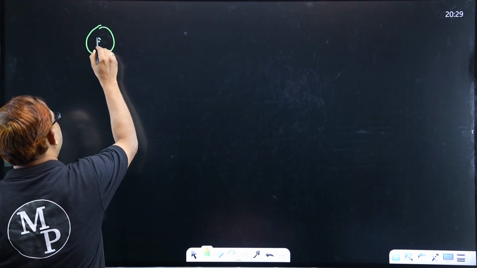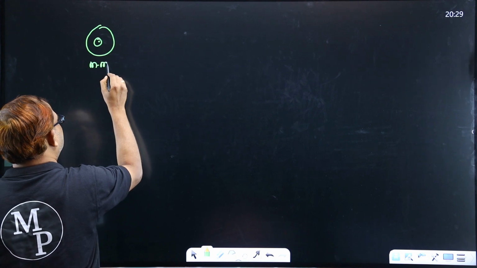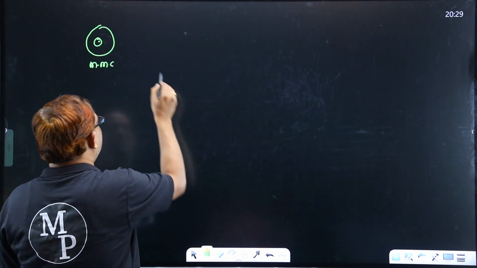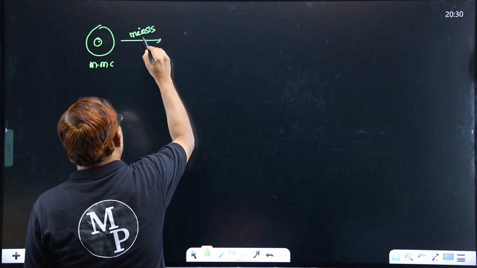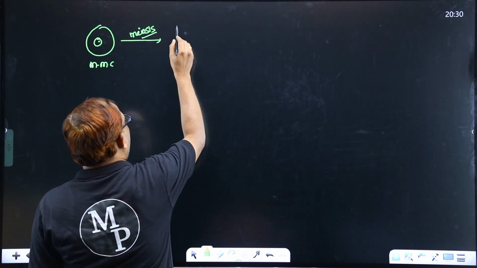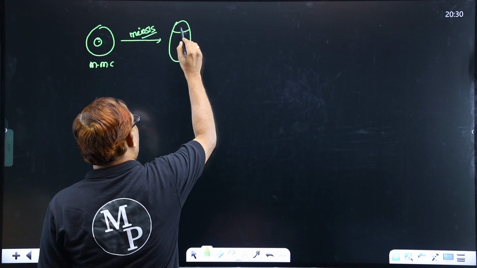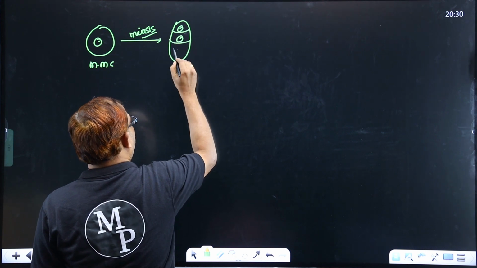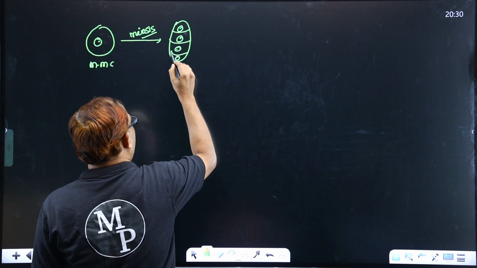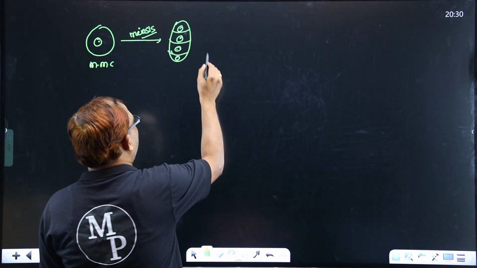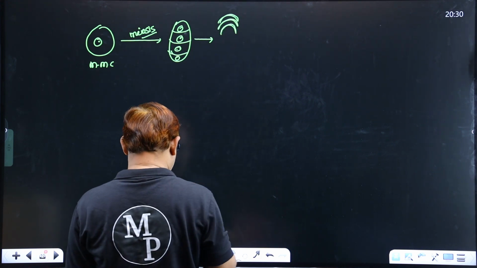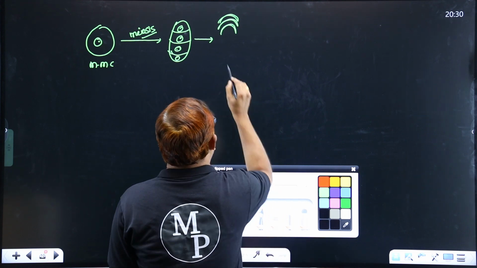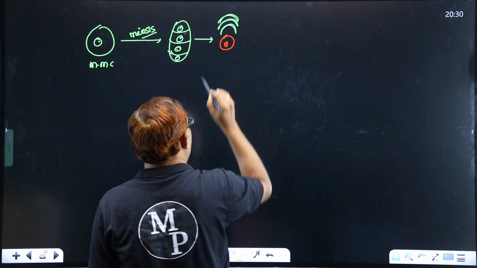Imagine the megaspore mother cell, which undergoes meiosis division, meiosis 1 and 2. That leads to the formation of 4 megaspores. Of the 4, 3 are degenerated. Only 1 is functional. This is the functional megaspore.